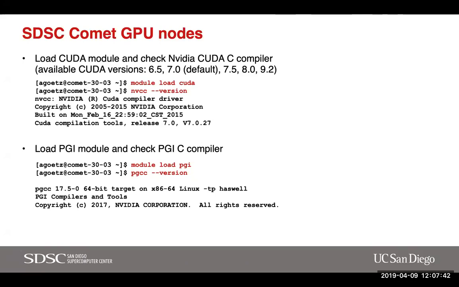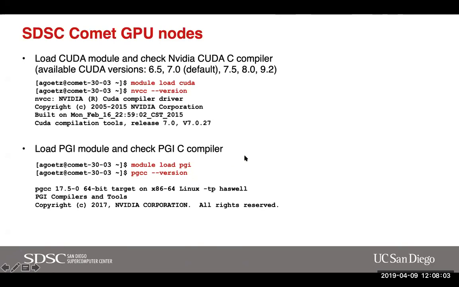If you want to use CUDA, you have to load the CUDA module. So you just say module load CUDA, that's it. And then the compiler will be available. If you type nvcc --version, you will get information about the CUDA compiler. There are different versions available. By default, we have CUDA 7.0, but there are also newer versions if you require that for your code.